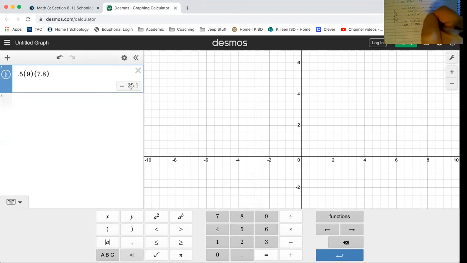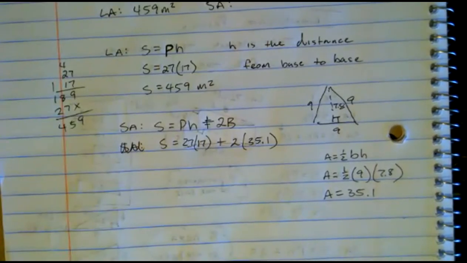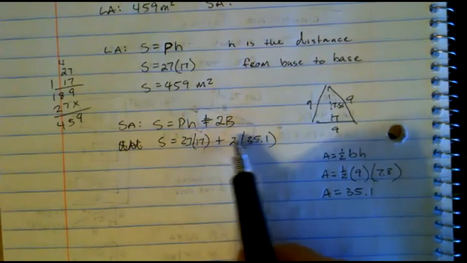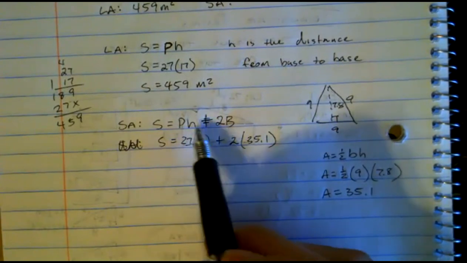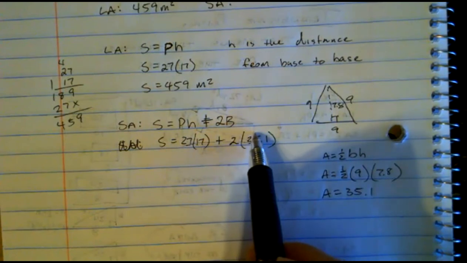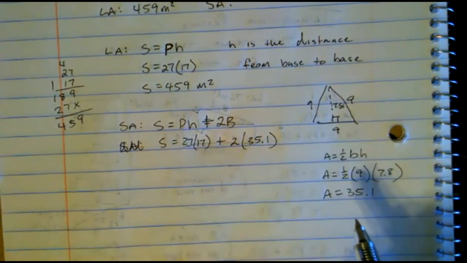So we go back in and we write that in our formula. Jumping back over, stop share. We've got the area of the base now written in, 35.1. That's the area of one of my triangular bases. So putting that in, I've got this. I've got the area of all the sides and the two bases now accounted for. All I need to do is put all this together.